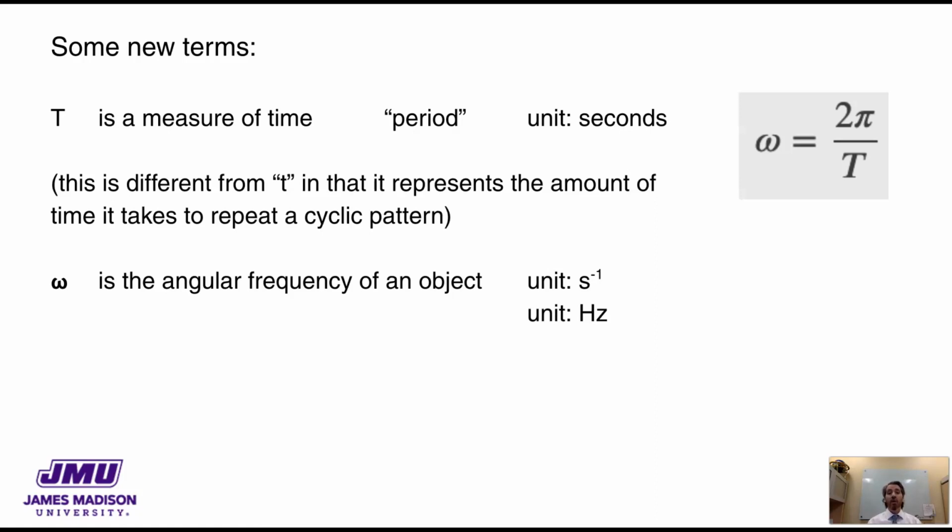We also have this lowercase omega. Please do not get in the habit of calling it a W. I know it looks like one, but it is a lowercase omega. That is the angular frequency of the object, which is how many times it does a full cycle per second. The units for that are seconds to the -1 power, or sometimes referred to as hertz.